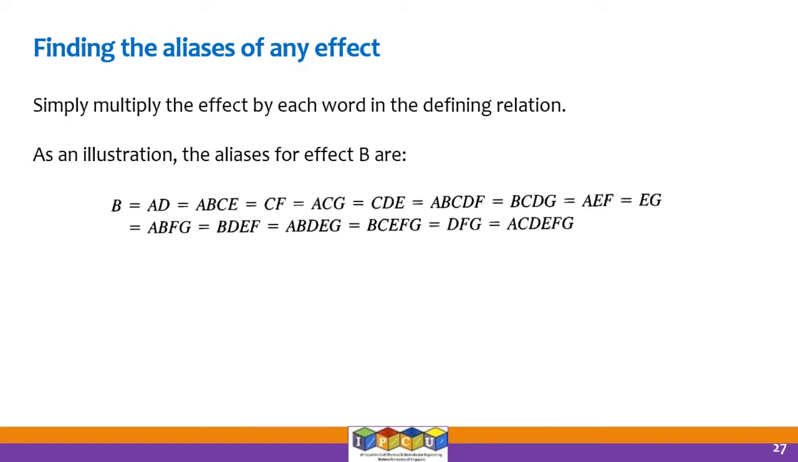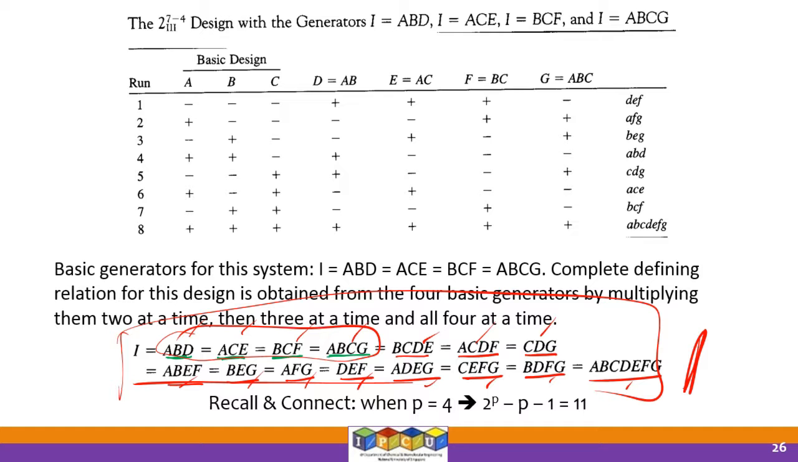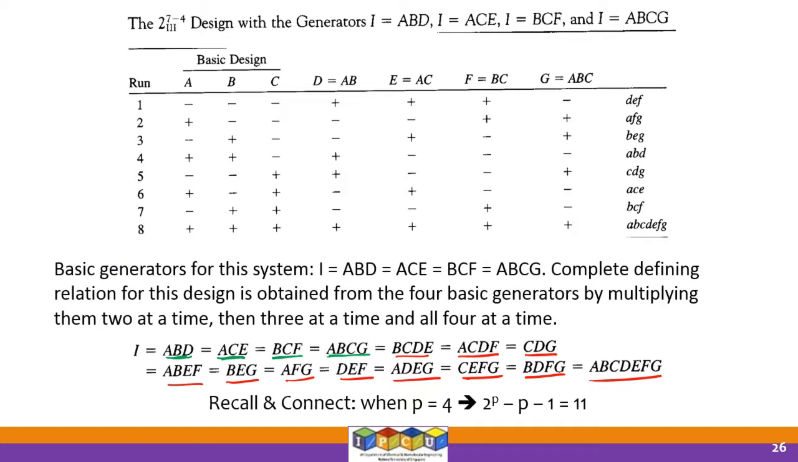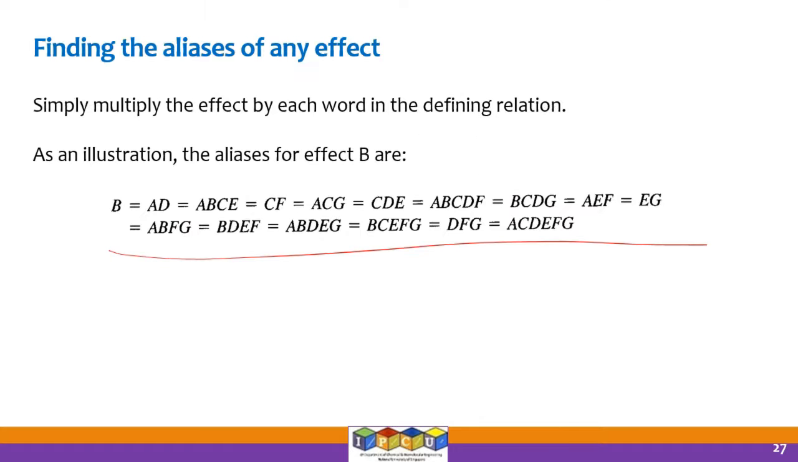And then if you want to find the alias for B, all you do is you take this relationship and you multiply all the terms with B. So I multiplied by B will give you B. ABD multiplied with B will give you AD. ACE multiplied with B will give you ABCE, etc. So you can write the entire alias structure for B. You can do it for C, you can do it for A, you can do it for AB, whatever. And you will get the overall alias structure for the design that you have.